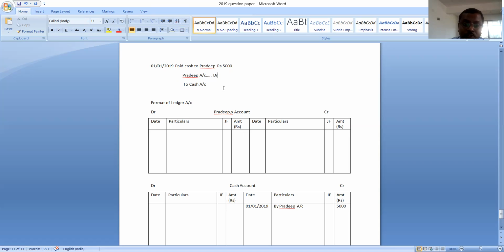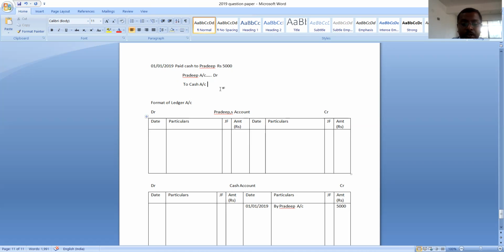Later, we should post this journal entry to ledger accounts. So before posting, you should prepare the respective ledger accounts. Here, how many accounts are we finding in this particular transaction? We are finding totally two accounts. One is Pradeep's account and another one is cash account.